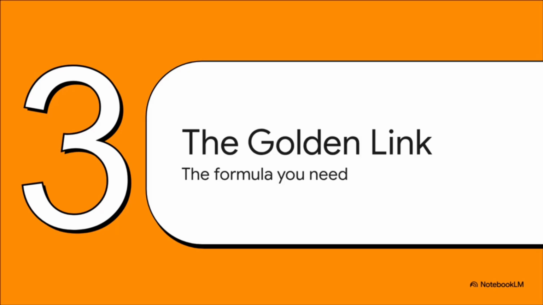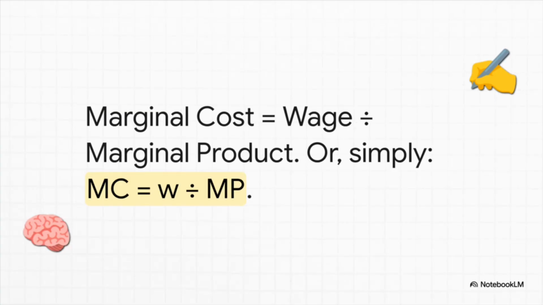And here we are. This is the heart of this entire explainer. There's this one simple but incredibly powerful formula that connects how productive our workers are with how much our cookies actually cost to make. This, my friends, is the golden link. There it is. Marginal cost equals the wage rate, we'll call it W, divided by the marginal product.